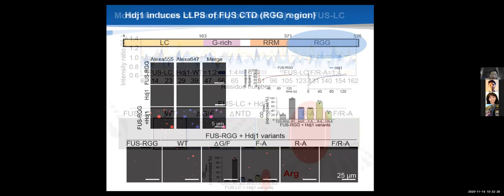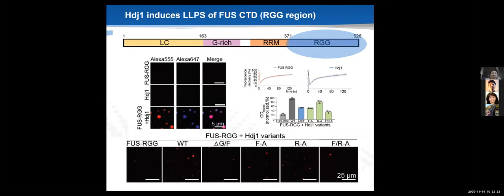Next, we examined the C-terminal domain, the CTD, RGG regions. We saw that, similar to the NTD region, the RGG region of FUS can also co-phase separate with HSP40. And for all of these different mutations, we find that unlike the NTD, where arginine is very crucial, in this case, for the CTD, HSP40 uses multiple phenylalanines to mediate its interaction. When we mutate the phenylalanine to alanine, it impairs the co-phase separation. So that's the mechanistic study.